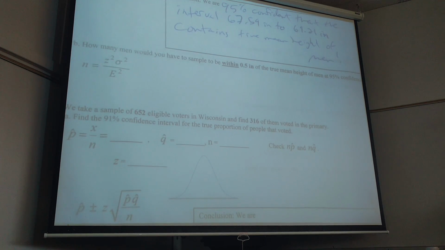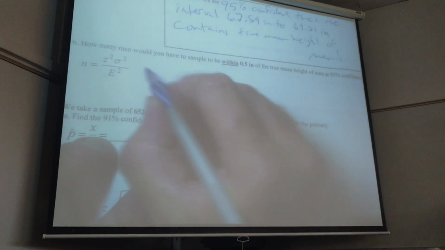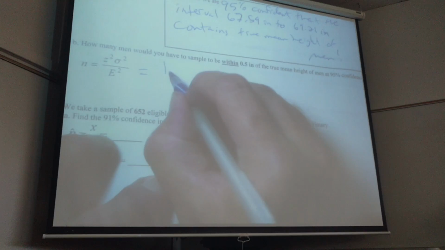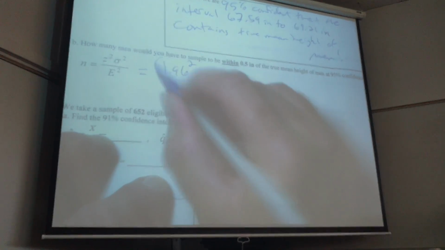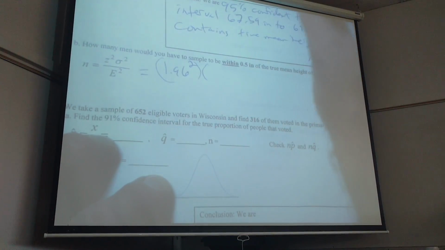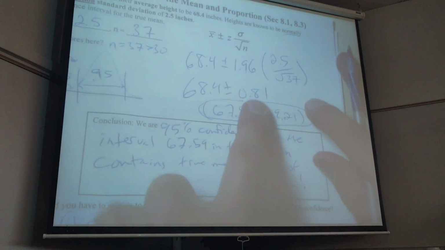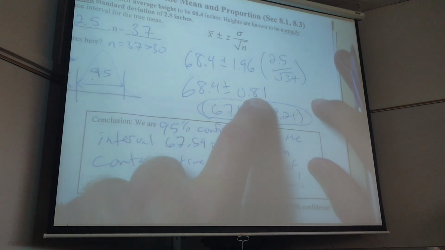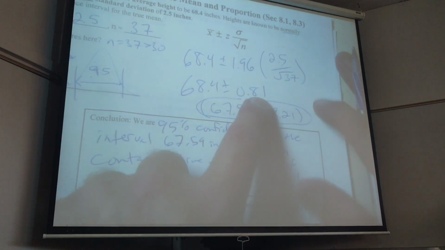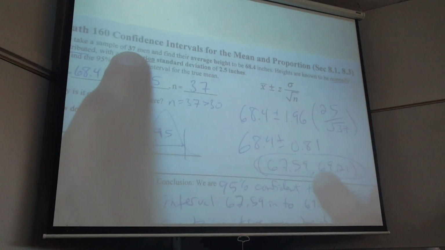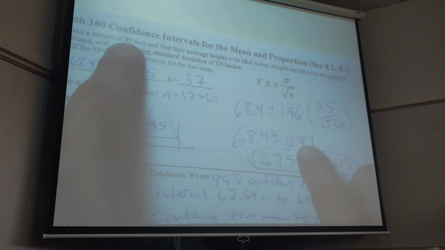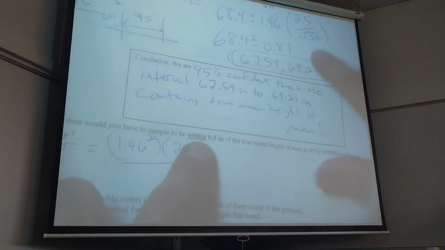So this one, what some of you guys realized, some of you guys did this, you put in there 1.96, which is good. You put in there 2.5, which is good. And then on the bottom you put 0.80, whatever you got. And of course n came out to be 37 because I already knew for a sample size of 37 I'm going to get this error. That's not what I'm asking. I'm asking, I want to be within 0.5, not within 0.8.